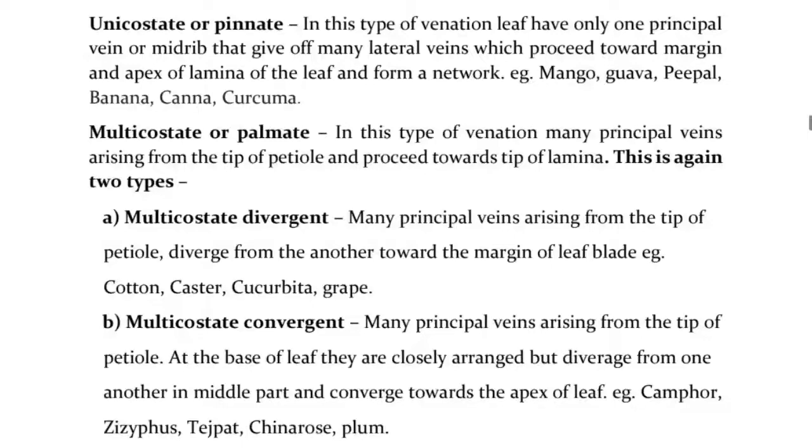Multicostate convergent. Many principal veins arise from the tip of the petiole. At the base of the leaf they are closely arranged but diverge from one another in the middle part and converge towards the apex of the leaf, e.g. camphor, ziziphus, sagwan, china rose, plum.